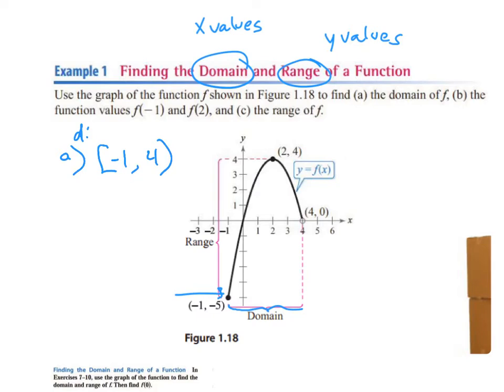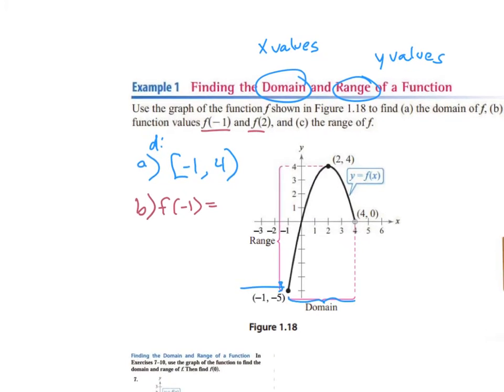Our range, actually next let's find the function values. For b here, we need to find f of -1 and f of 2. For f of -1, this is like saying f of x is equal to y. Inside here, this is our x value, and we need to find when x is -1, what is y? Going to our graph, we look here at x is -1, we see that y is -5. So f of -1 is -5.